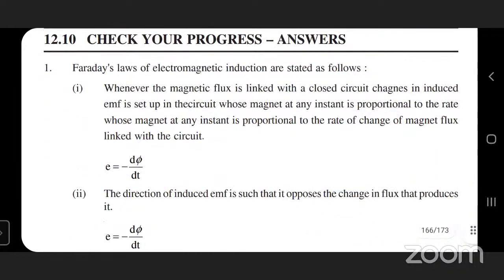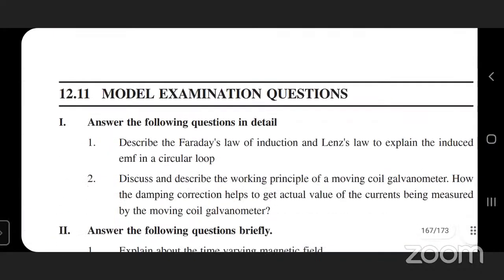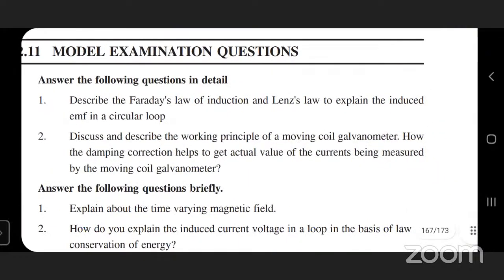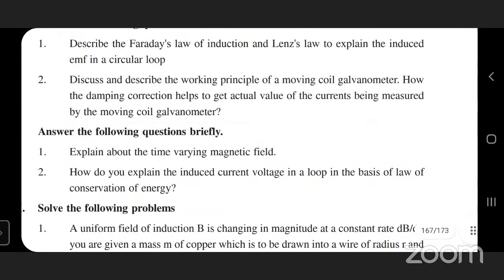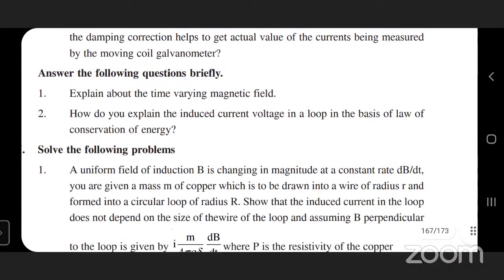Check your progress. What are Faraday's laws of induction? Two laws are there; you have to write them down. And what are the questions that will be given to you? Check once. Describe Faraday's law of induction. Explain Lenz's law for the induced EMF, and the working principle of a moving coil galvanometer. Short questions: what is a time varying magnetic field, and explain induced current and voltage, that means EMF in a load.